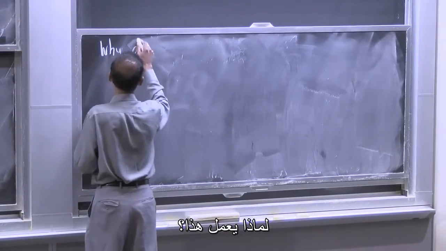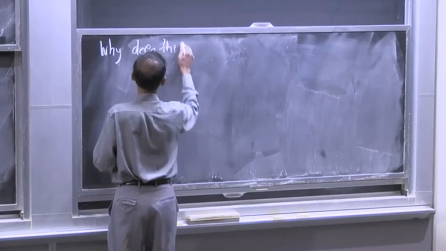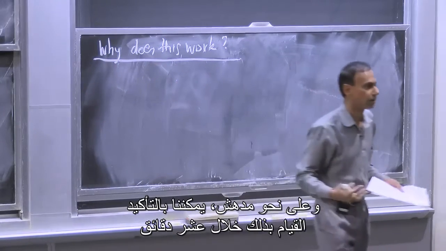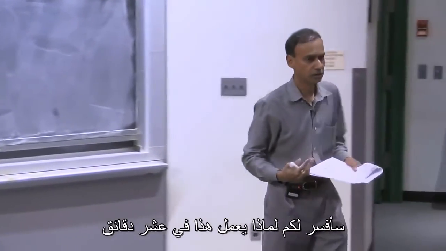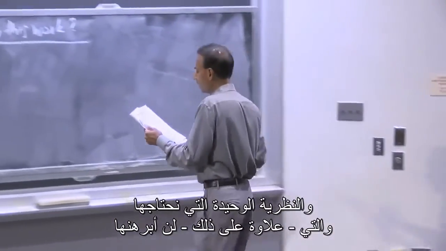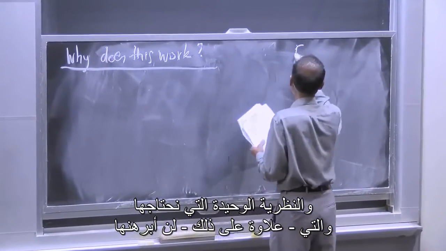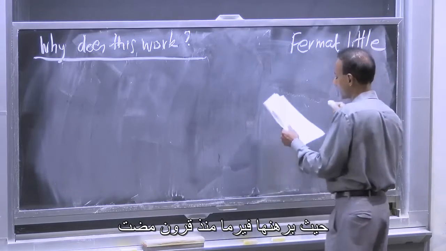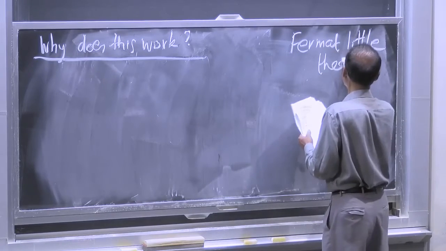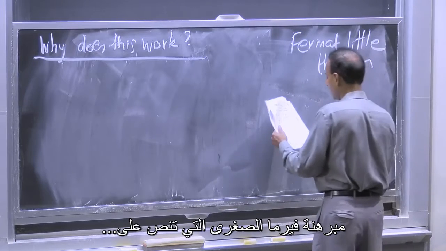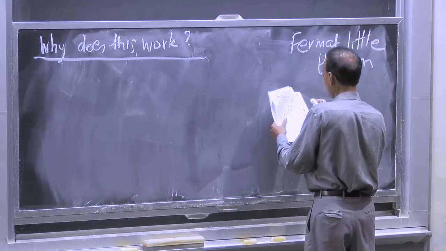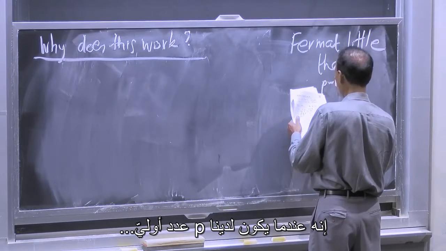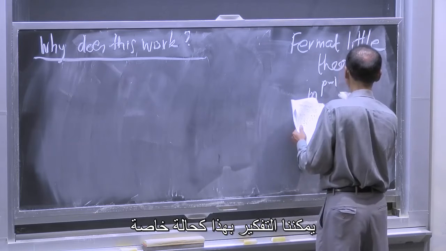So why does this work? And amazingly, we can actually do this in about 10 minutes. I can explain to you why this works in 10 minutes. And the only theorem that we'll require on top of this, which I will not prove because Fermat proved it centuries ago, is Fermat's little theorem that says that when you have P being a prime, you can think of this as a special case.